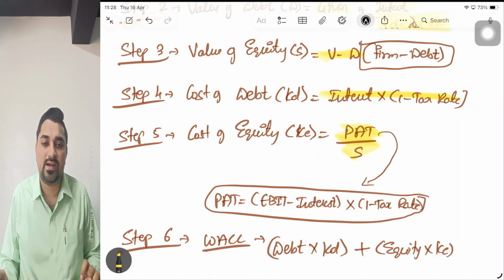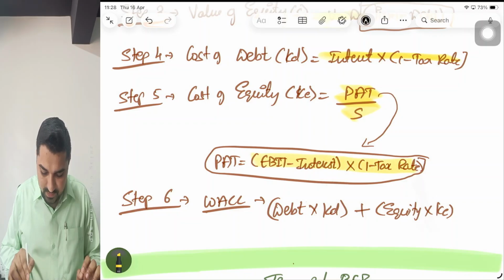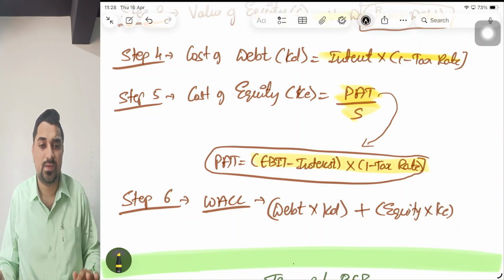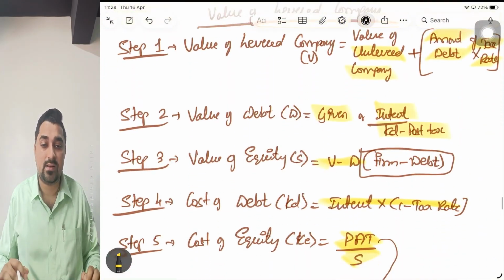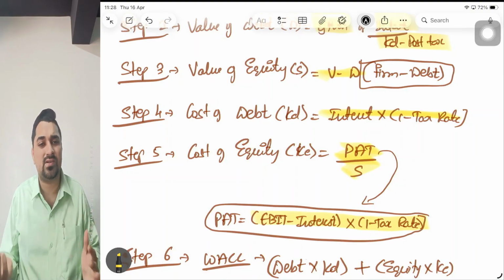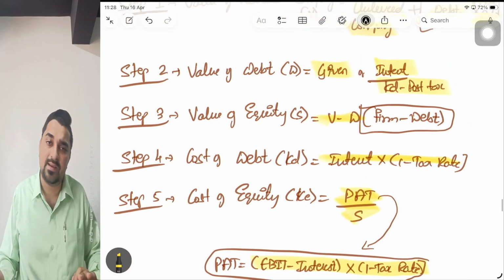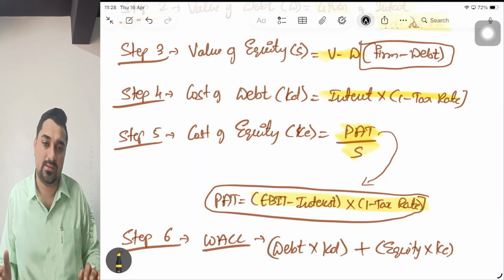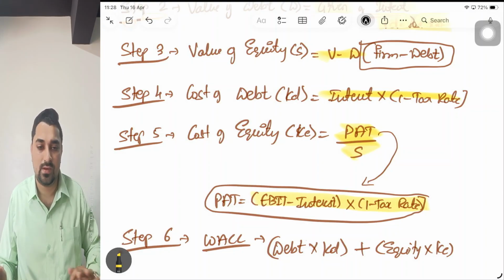K equal to PAT divided by value of equity. How do you get PAT, sir? Here, PAT is EBIT minus interest into 1 minus tax rate. Why earlier did I take only EBIT into 1 minus tax rate? Earlier it was an unlevered company, there was no interest, no tax rate impact. Here it is a levered company. I am paying interest and enjoying tax benefit on that. Understood? So PAT is EBIT minus interest into 1 minus tax rate.